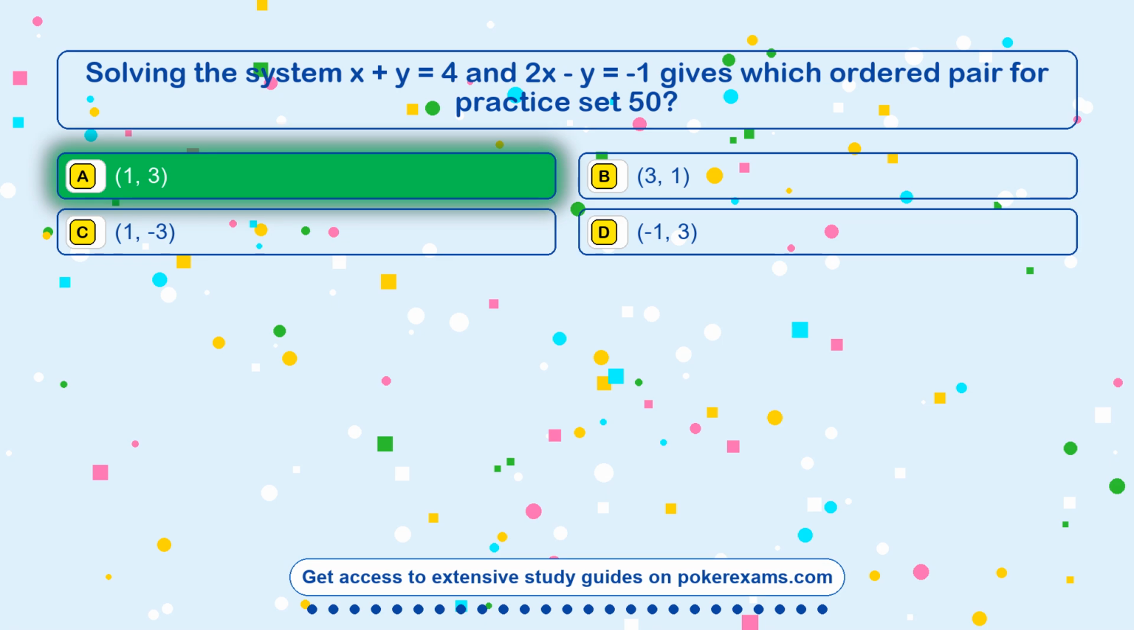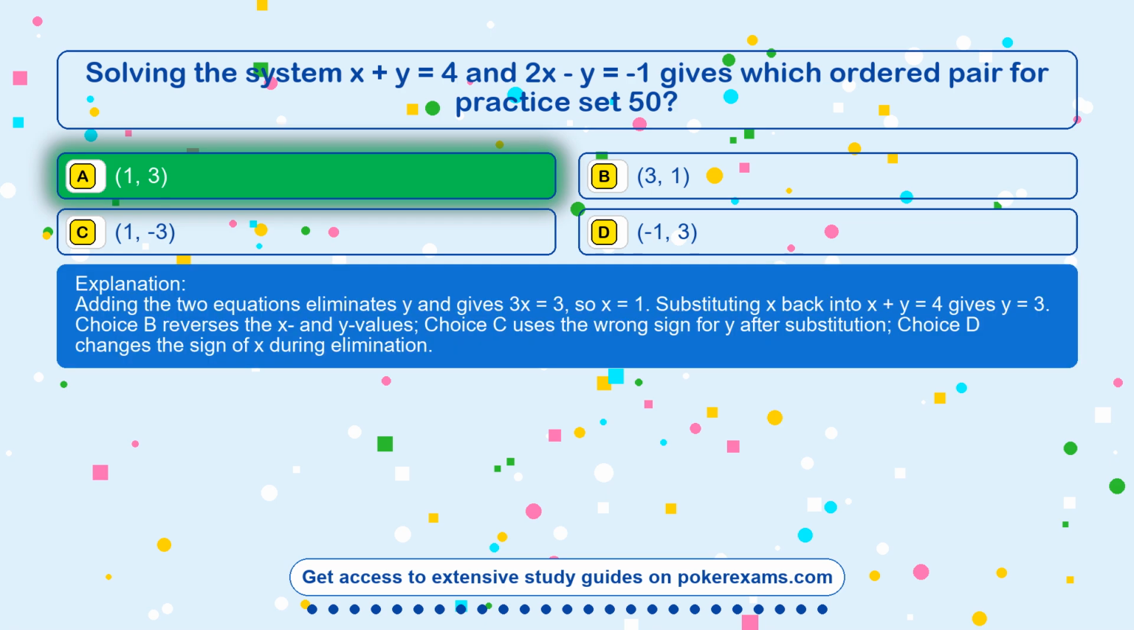The correct answer is option A, 1, 3. Adding the two equations eliminates y and gives 3x equals 3, so x equals 1. Substituting x back into x plus y equals 4 gives y equals 3. Choice B reverses the x and y values, choice C uses the wrong sign for y after substitution, choice D changes the sign of x during elimination.